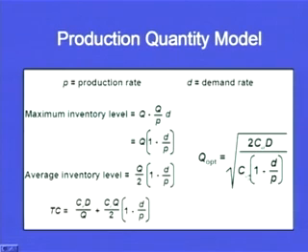So in order to find out the Q optimum, we require the ordering cost, the carrying cost, the annual demand, the demand rate at which the inventory is required by the factory or the shop, and the production rate at which the material is being supplied by the supplier or the vendor. Similarly, the total cost will also change. It will be the summation of the ordering cost plus the carrying cost.